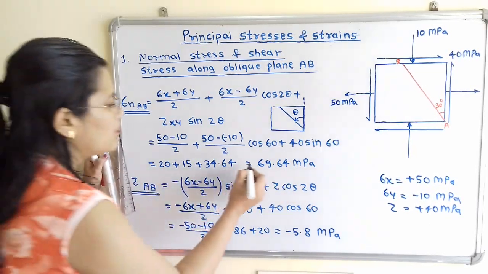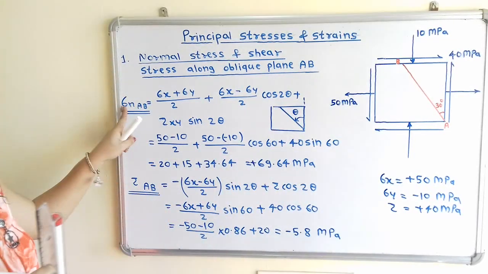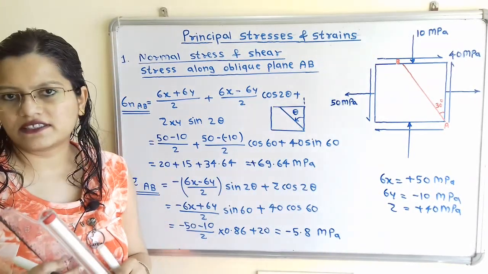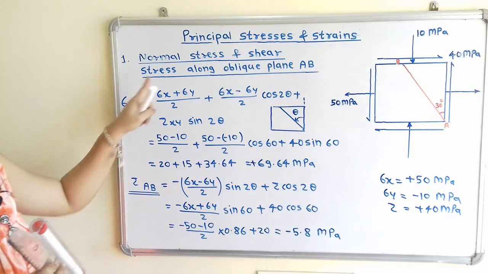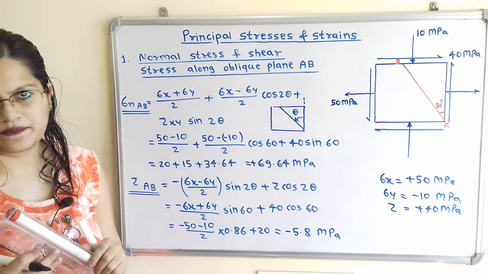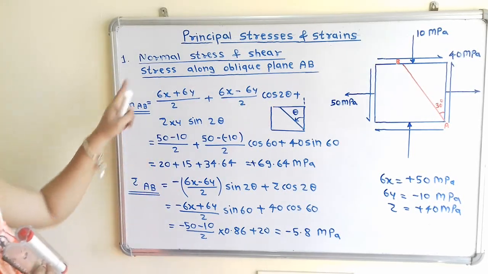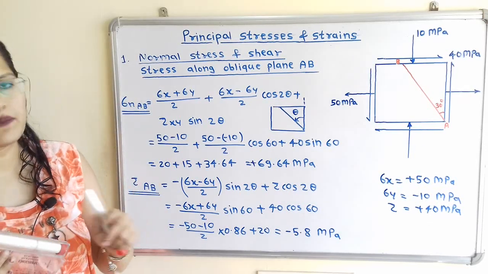Now it is having positive sign. So this type of stress is the tensile stress and it is normal to the oblique plane. Now we will move to calculate the shear stress along the plane AB.